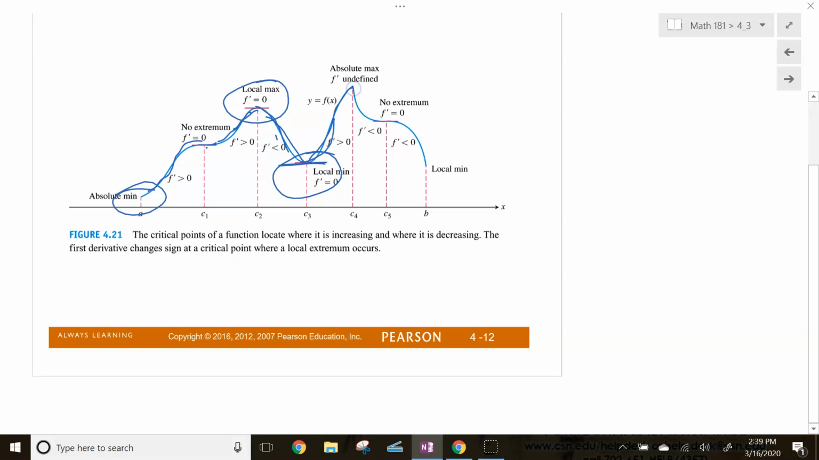We increase, and then even though f prime is undefined, it's a point of interest on our f prime test. It increases, then decreases, and the original point is defined on the function. So we do have a max right here, and more specifically an absolute max because it's the highest point. And then we decrease and decrease, so no extremum right here, even though it's a critical point at c subscript 5. And then we got a local min if this is a closed interval.